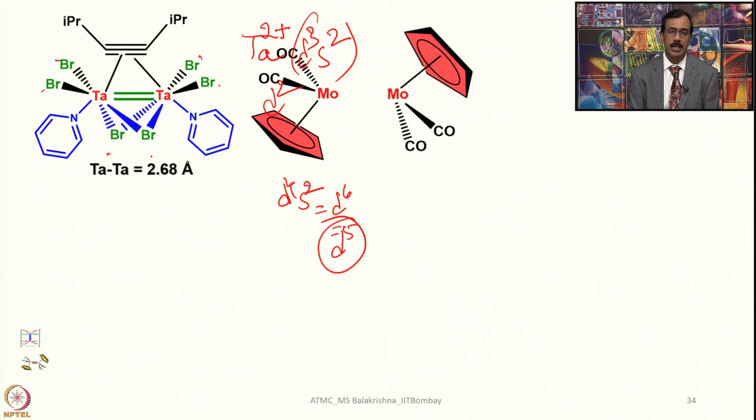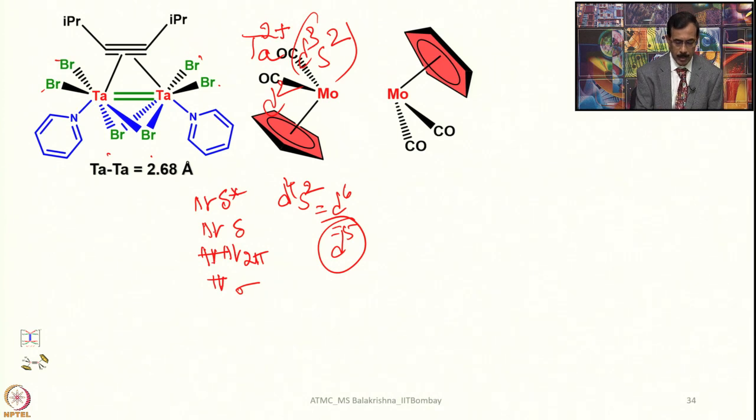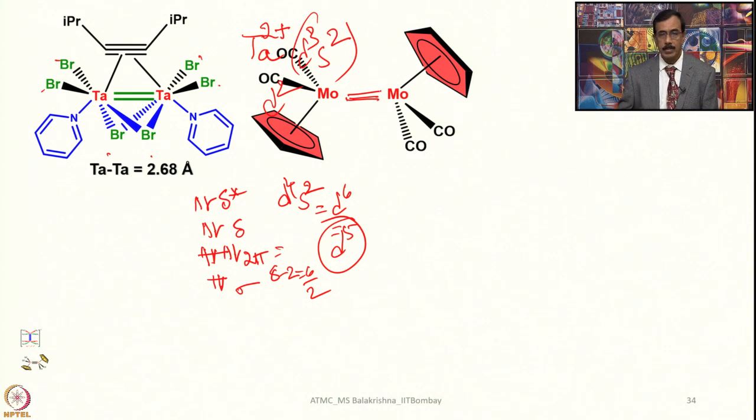So d5 will result in how many electrons? It is d8. So if you put here 2 electrons, 4 electrons here, and then 2 electrons here and 2 electrons here. So this is sigma, 2 pi, and then delta, delta star. So 10, 2, 4, 6, 8 minus 2, 8 minus 2, 6 by 2. So there should be a triple bond. Yes, there should be a triple bond.